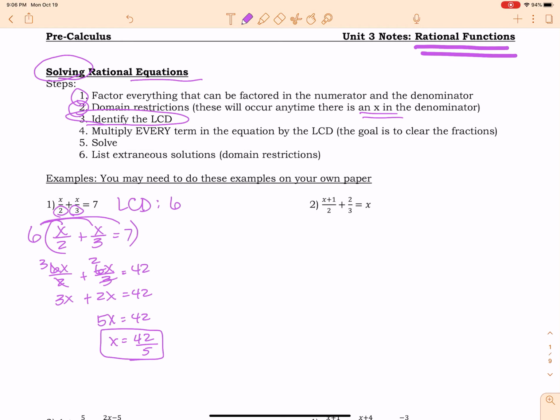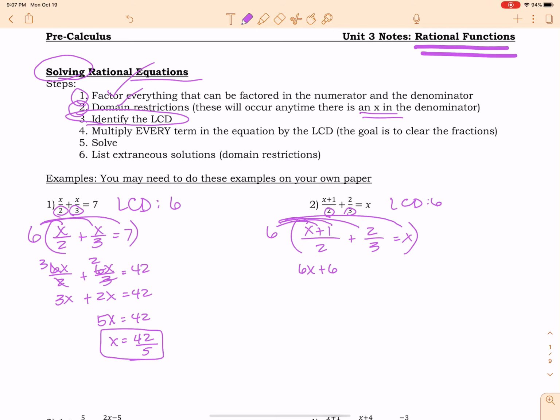Okay, I'm going to do the same thing on number 2. There's nothing to factor. There's no x in the denominator, so I jump right to my LCD. It is also 6, so I'm going to take my equation here, and I'm going to multiply every term in the equation by 6. So that leaves me with, oops, I wrote that wrong. That leaves me with 6x plus 6. That has to distribute over 2. 6 times 2 is 12 over 3, and then 6x. Okay, we want to reduce.